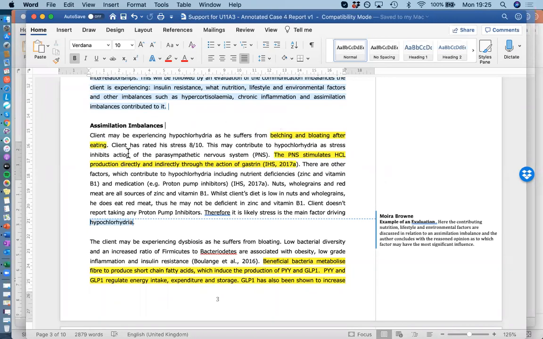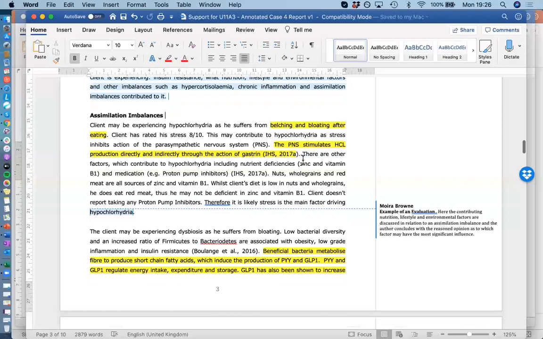And then it's looking at, well, what are the factors that could contribute to that? So the client is rated as stress, 8 out of 10. This may contribute to hypochlorhydria as stress inhibits the action of the parasympathetic nervous system. The PNS stimulates HCl production directly and indirectly through the action of gastrin. So this is including a mechanism by which stress could be contributing to low HCl.